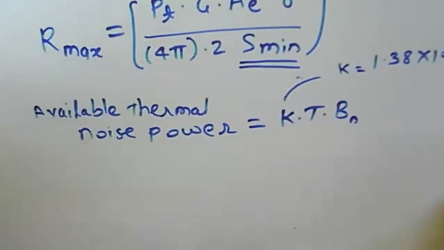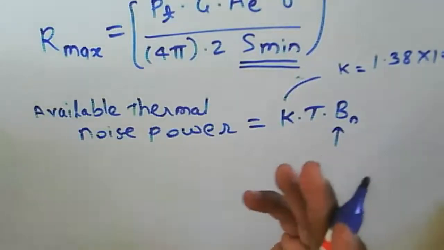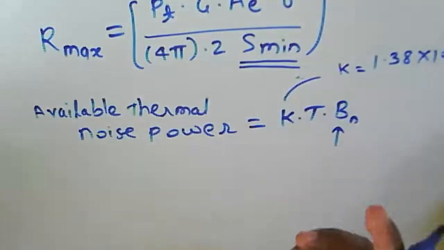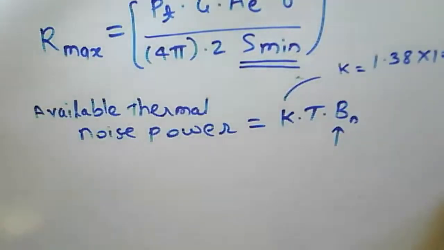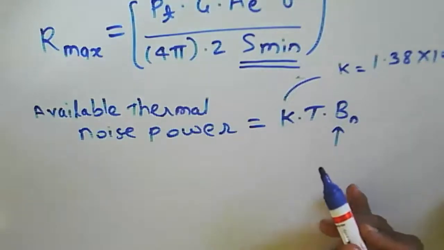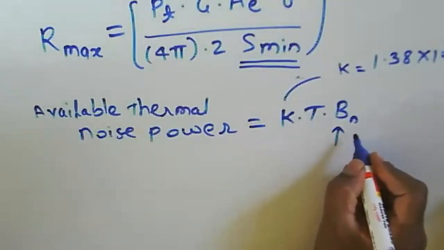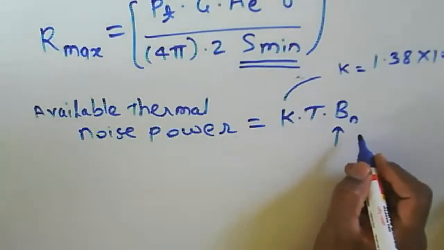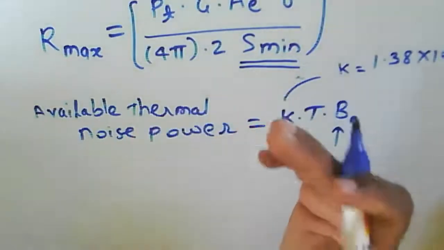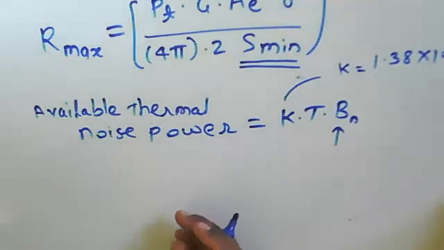Now that bandwidth is restricted to the receiver. Generally we use a superheterodyne receiver, so this bandwidth is to be considered for a superheterodyne receiver. The n factor is the noise bandwidth. B is the bandwidth, but n is one factor we have to consider here for the noise. So what will be the noise bandwidth?